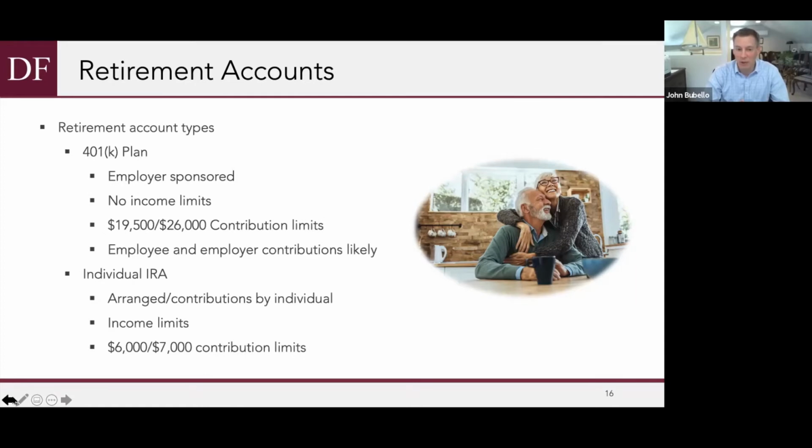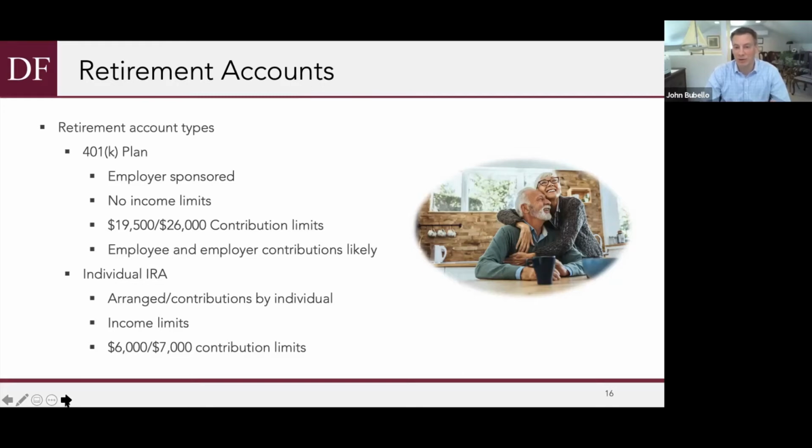Now, on the next slide, we'll see that the two main types of retirement accounts, generally speaking, unless you work for a government agency or a nonprofit organization, you're going to see something along the lines of what's called a 401k plan. This is something that's sponsored by the employer. And everyone can contribute to the 401k plan. Again, generally speaking, the contribution limits are higher. And the nice part is that the employer, generally speaking, is putting in money to match some of your contribution. So the 401k plan is probably the main savings vehicle for folks here in the US.